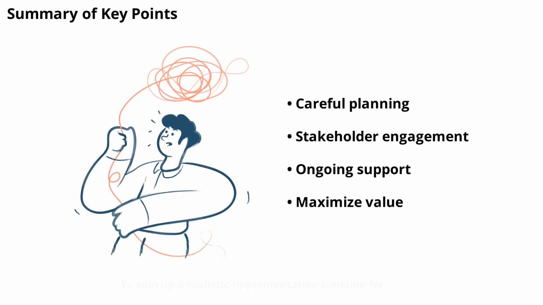To sum up, a realistic implementation timeline for customer success software involves careful planning, stakeholder engagement, and ongoing support. Each phase, from discovery to post-go-live, plays a vital role in ensuring a successful rollout. By following best practices and learning from each step, you can maximize the value of your investment.